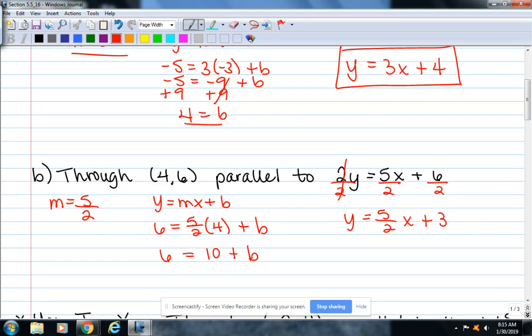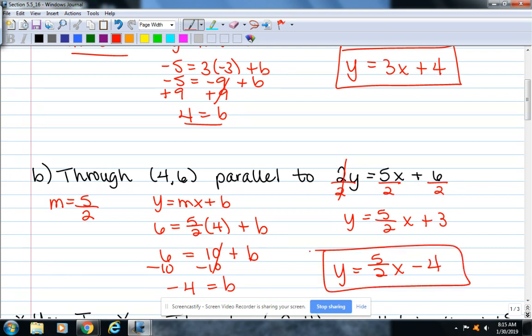And now what? 10. 6 minus 10 is negative 4. So what's my equation? 5 over 2x minus 4. And double check. Same slope, different y-intercepts. So is this terrible? Not at all. I think yesterday was even worse because this one at least the slope comes quick.